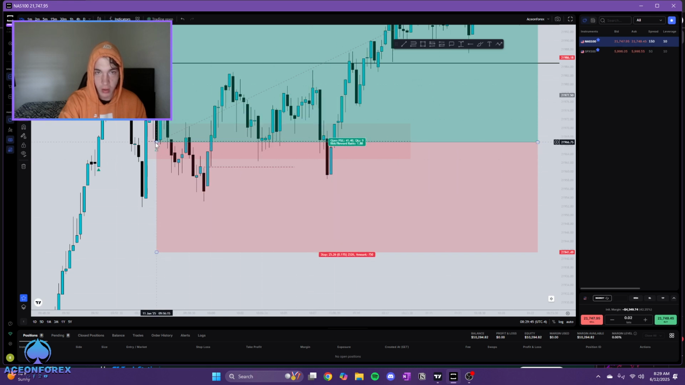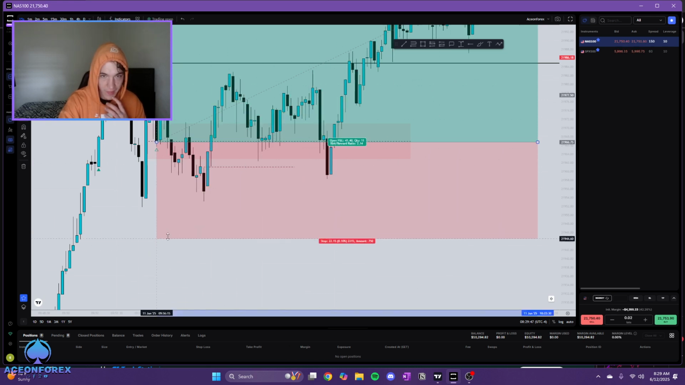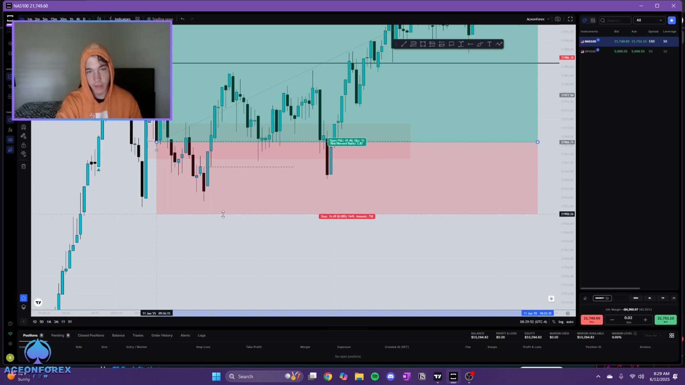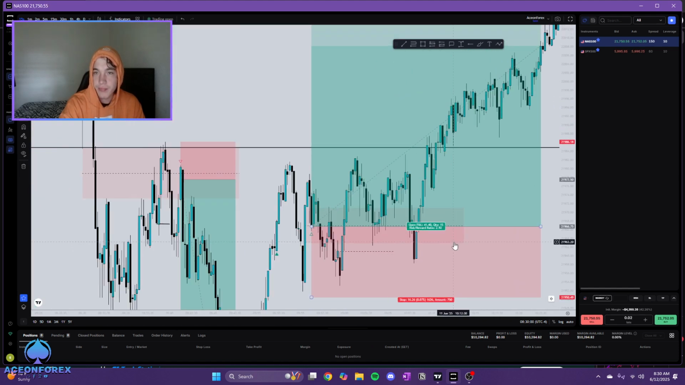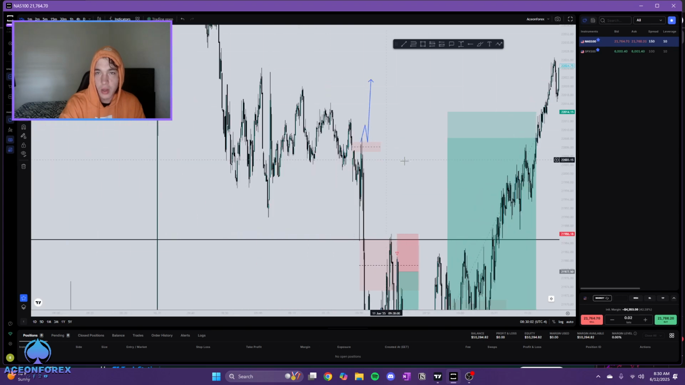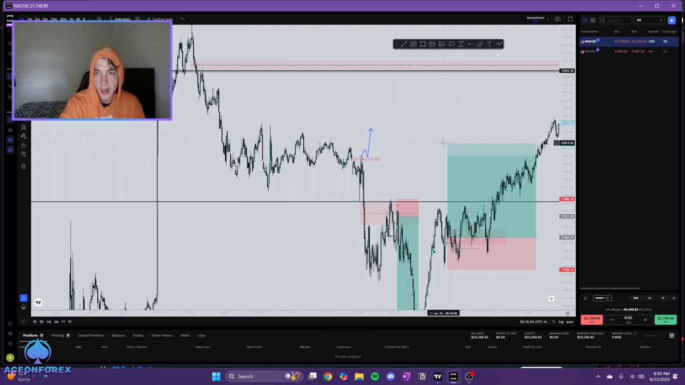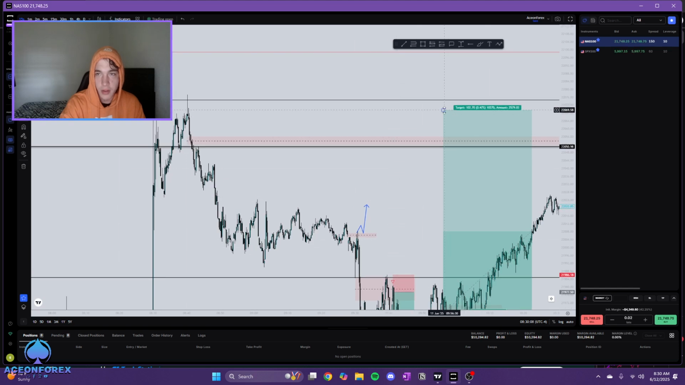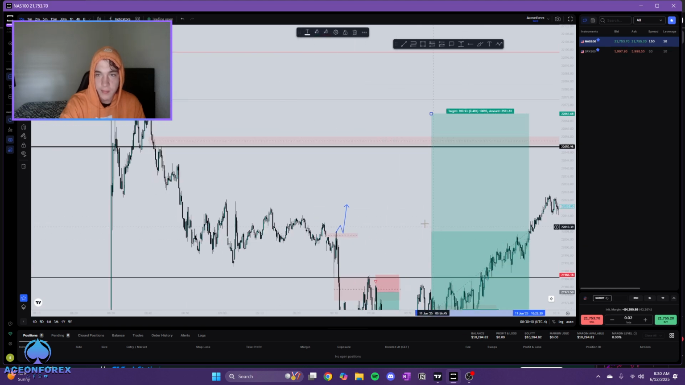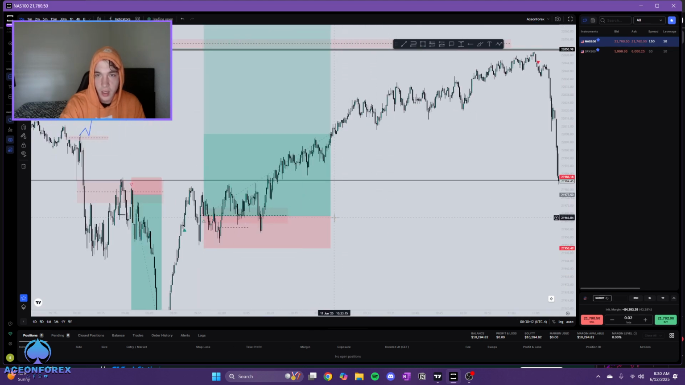But yeah, we entered long right here. We set our stop a little bit below, wherever $50 was monetary value, somewhere in this area. Initially we targeted Asia highs, because this is previous day high, Asia highs. Then we just let price print.